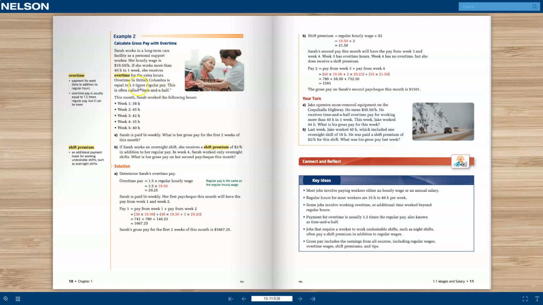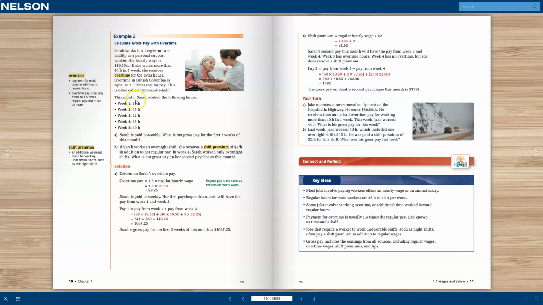Okay, so it makes sense because you're getting your time, 1.0, whatever your regular rate, and a half, the 0.5 added to it, so time and a half. So in this example, whenever you get word problems, kind of dissect it really quickly. I usually just look for the numbers. So hourly wage, $19.50 an hour. If she works more than 40 hours a week, she'll get overtime, which is 1.5.